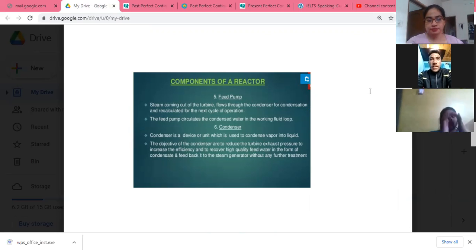The next one is the condenser. A condenser is a device or unit which is used to condense vapor into liquid. The objectives of the condenser are to reduce the turbine exhaust pressure, to increase the efficiency, and to recover high quality feed water in the form of condensate and feed it back into the steam generator without any further treatment.